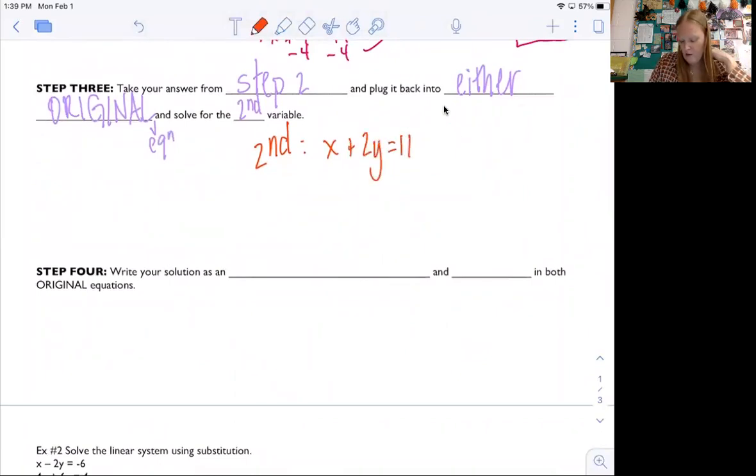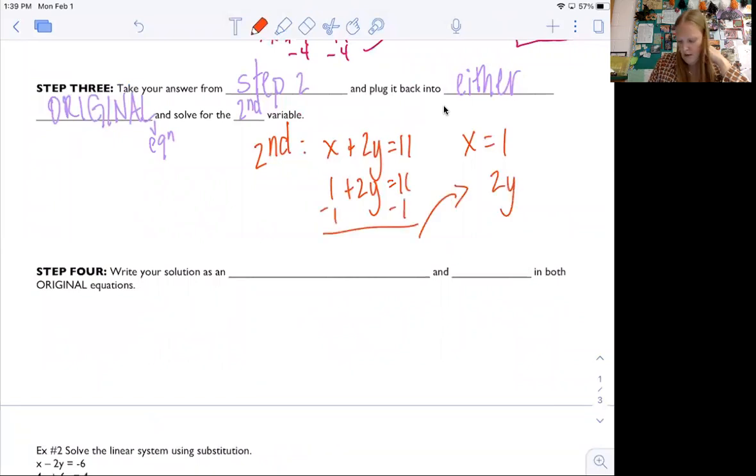And I know that x is 1. So now I get 1 plus 2y equals 11. Subtract 1 from both sides. Go over here. 2y equals 10. Divide by 2, divide by 2. Y is 5. I just found the second half of the ordered pair.